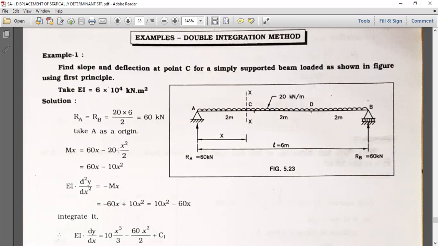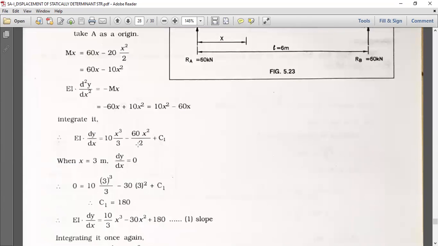Now Mx is equal to 60 into X, and for UDL the similar portion covered in A to X, 20 into X square divided by 2, okay, is equal to 60x minus 10x square, which is our Mx. Put the value of Mx in this equation and integrate it.